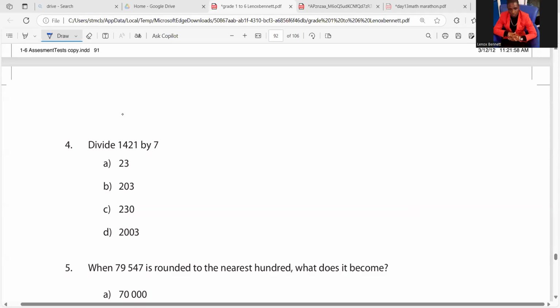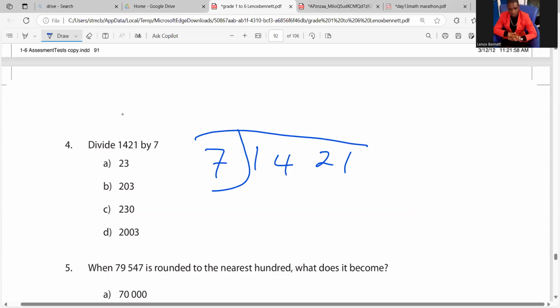So he said divide 1421. Guys, you know, adults, sorry if you say this, but it's true. Guys, you know a lot of adults can't do long division. You always stress me why adults can't do this.